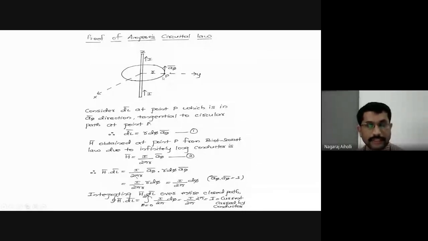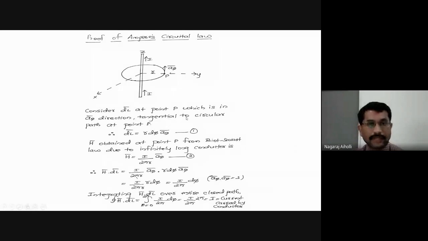At the radius R, it is tangential to the circular path, and hence we have only the component of H bar in the A phi bar direction. Whatever the magnitude at the point P, it is tangential to the circular path, and hence the magnitude is H bar, and its direction is A phi bar. We have only the component of H bar in the A phi bar direction.